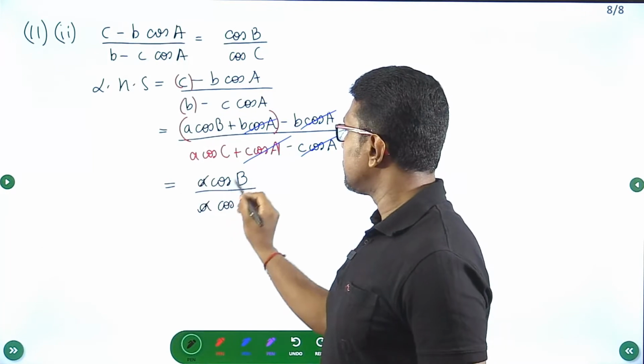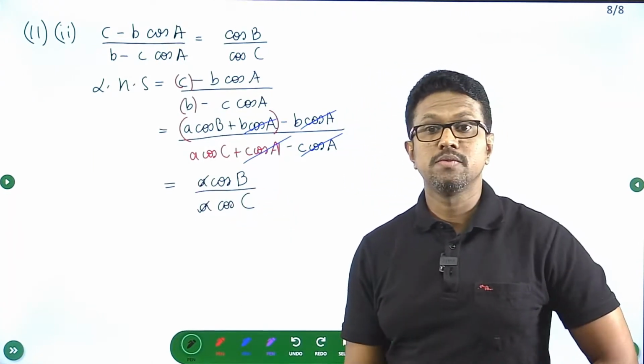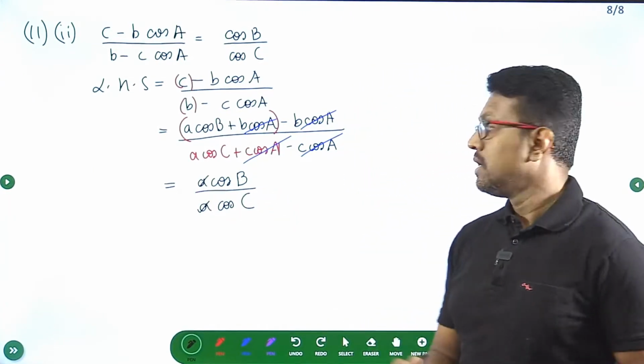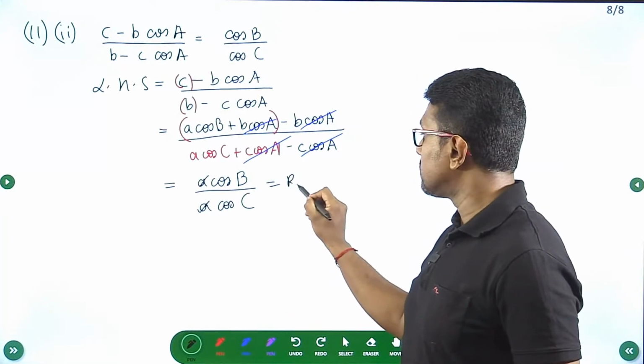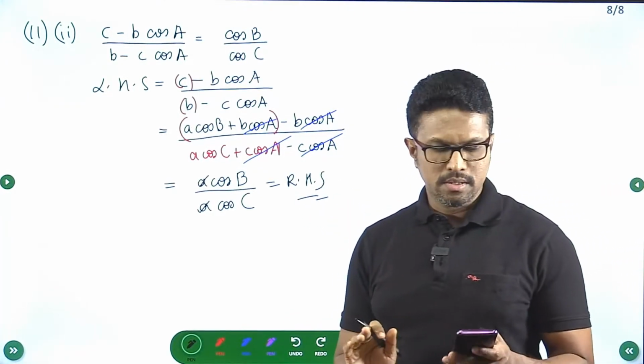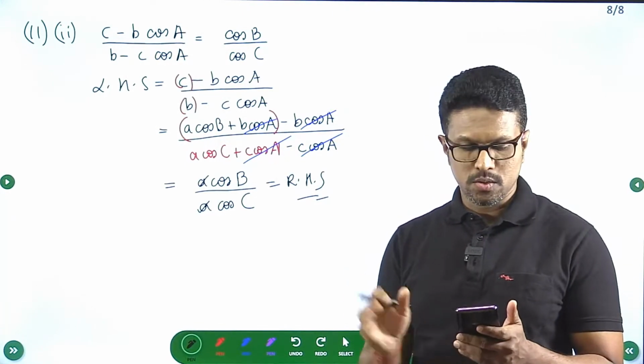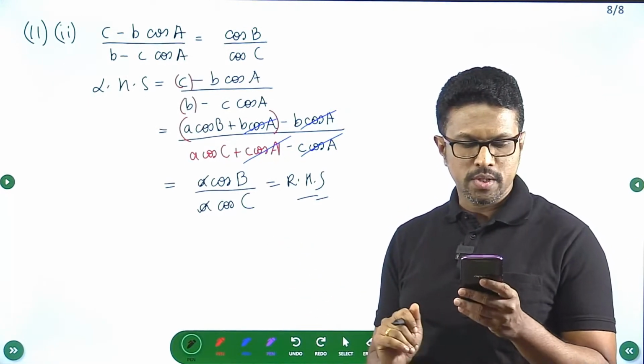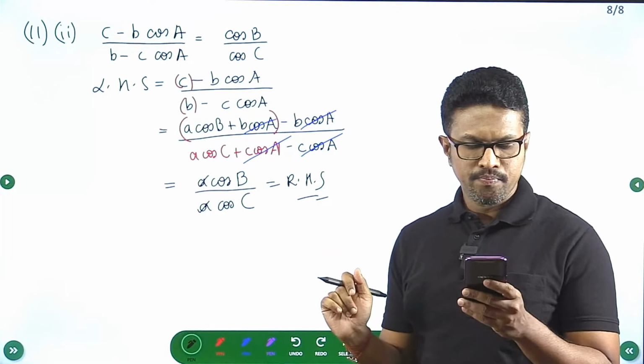So a and a cancel. So what is left is cos b upon cos c, which is the required RHS. Correct. So this is the required RHS. So once again, this sum is so much more simpler. Okay. So ये method थोड़ा ज़्यादा simple लगा. So that is why I did it in this manner.